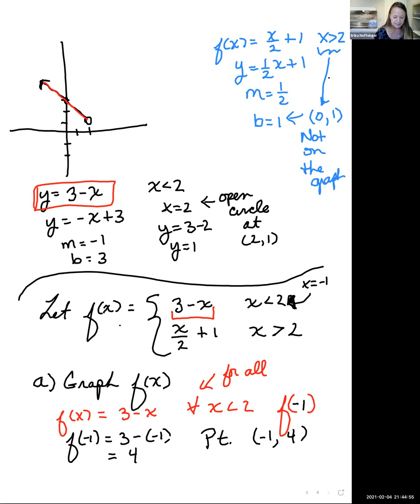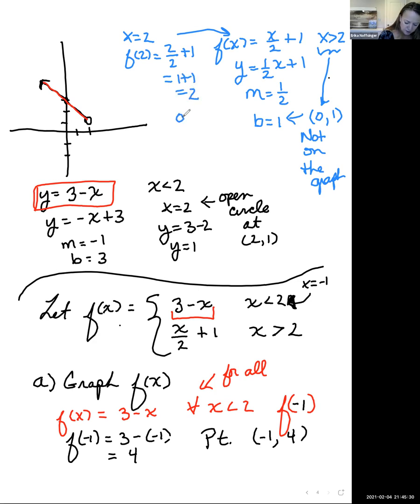Okay, so I know that I can have values greater than 2, close to 2 on the right. So 2.1, 2.01, 2.001. So I really need to know what's happening at x equals 2 for this function. So for here, if I let x equal 2, again, it's not defined. If I look at f of 2 in this case, I would get 2 over 2 plus 1, which is equal to 1 plus 1, which is 2.